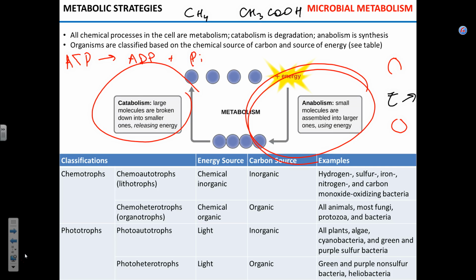Okay, so based on the source of energy, organisms can be classified into the chemo and phototrophs. Does that make sense? So phototrophs, where do they get energy from? Light. Chemotrophs, where do they take energy? Chemicals, yes, chemicals. Okay? Does that make sense?